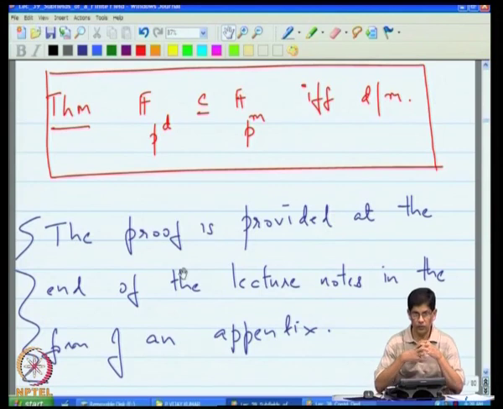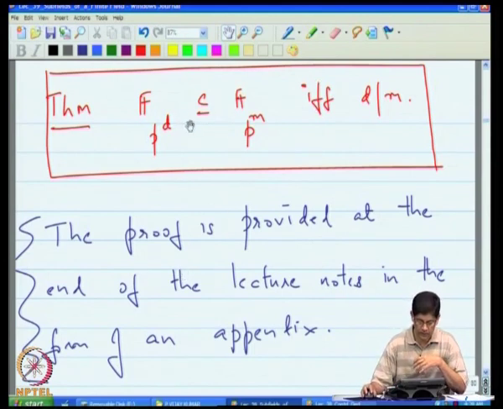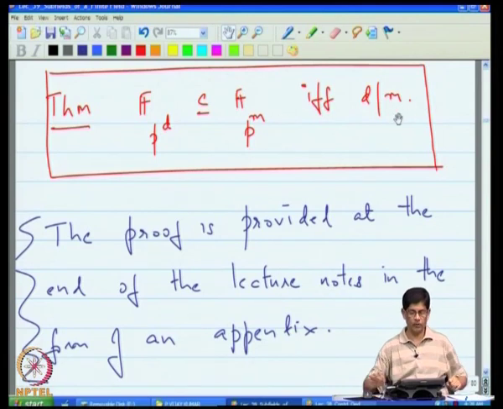So, whenever one finite field is contained in another, the characteristic is the same. The only other condition that you really need to meet is that, when you consider the size, the exponent of p must have the following divisibility property: d divides m whenever this field is contained in that one. This is an if and only if statement.